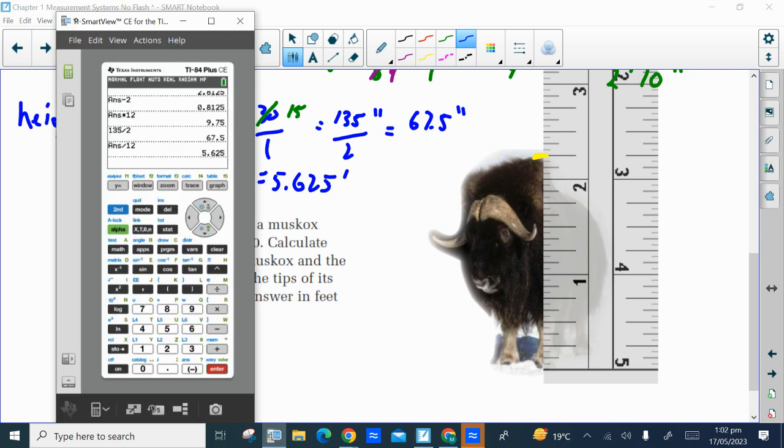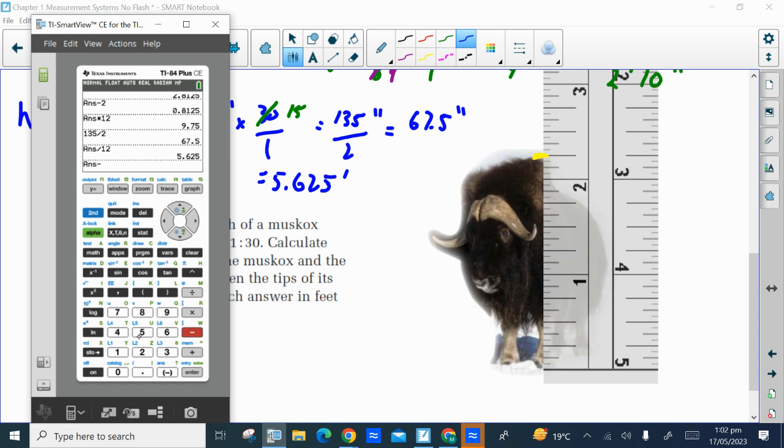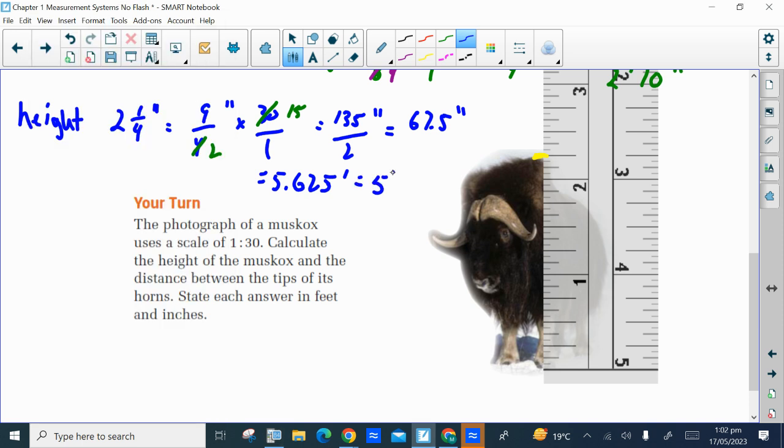And then to convert that into feet and inches, we'll get rid of the 5. It's 0.625 of a foot that is left over. Multiply that by 12 because there's 12 inches in a foot. So 7.5 inches, we round up to 8. So we'd say 5 feet, 8 inches. So there's the actual height of that muskox. Again, we're using the scale factor of, in this case, 1 to 30.